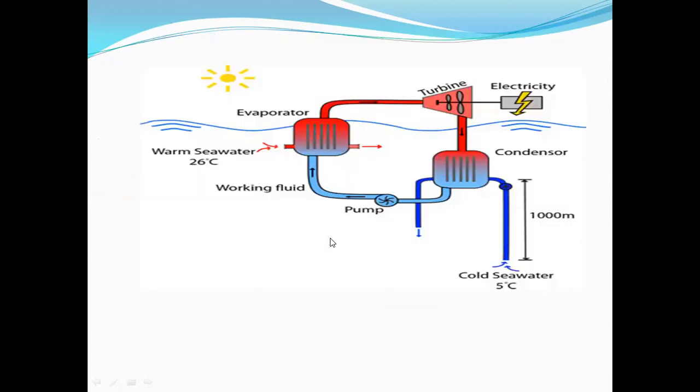What we are seeing here is known as ocean thermal energy conversion. It contains two main parts. In OTEC conversion, number one is the evaporator, and number two is the condenser. Now we are seeing the sea levels, right? Which contain the sea level.